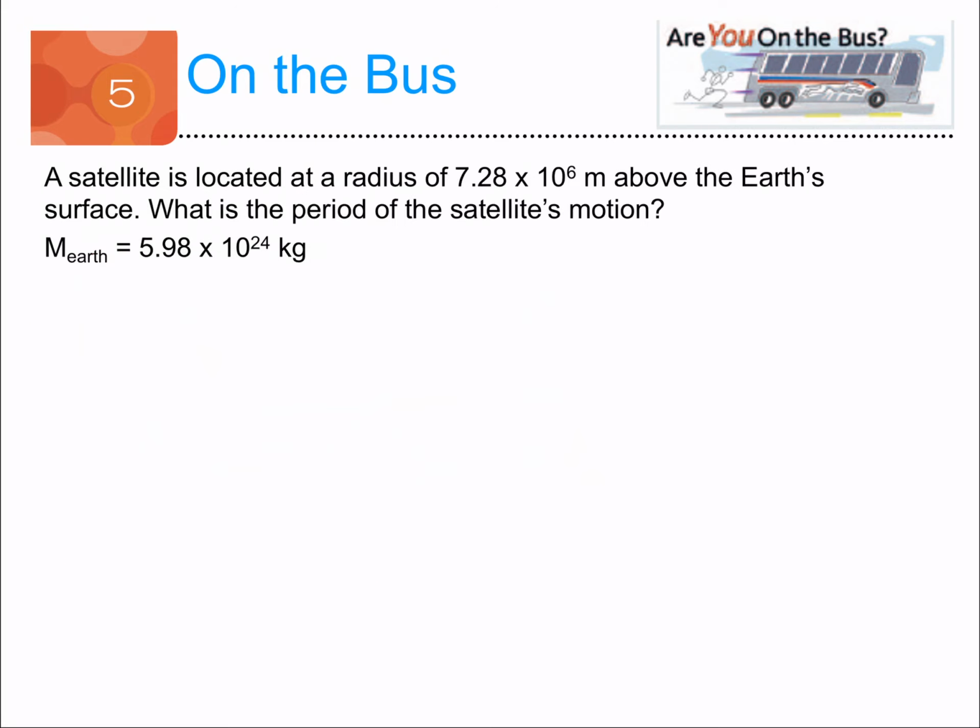Okay, our next problem, we have a satellite that is located at a radius of 7.28 times 10 to the 6 meters above the Earth's surface. You're asked for the period, and you're also given the mass of the Earth. So we know period is T, where T is going to be 2 pi times the square root of R cubed over G times the mass of the Earth.